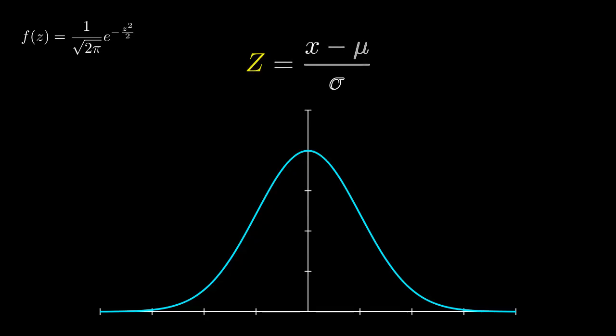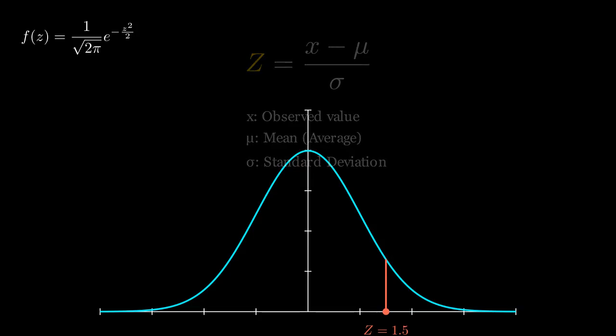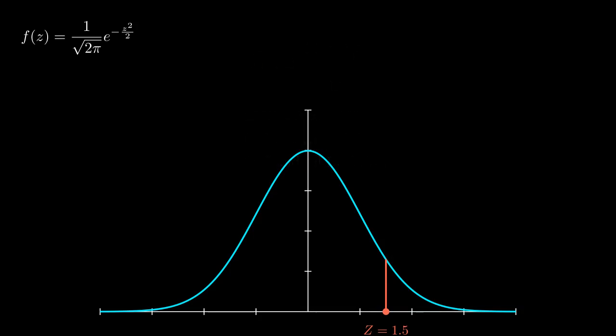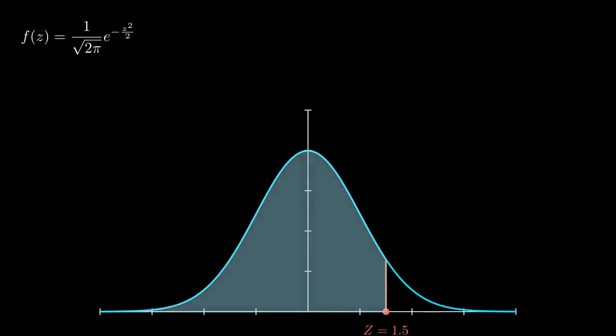Every dataset has its own mean and standard deviation. Comparing them directly is like comparing apples and oranges. This is where the z-score comes in. The formula, z equals x minus mu over sigma, translates any specific value into a standard distance from the mean. A z-score of 1.5 means your data point is 1.5 standard deviations above the average.